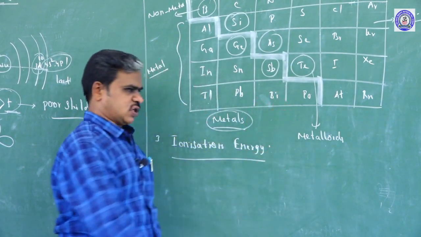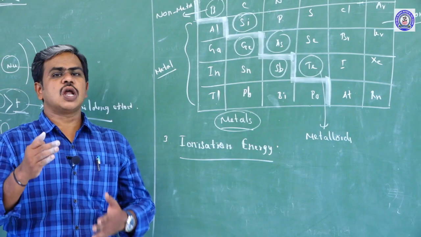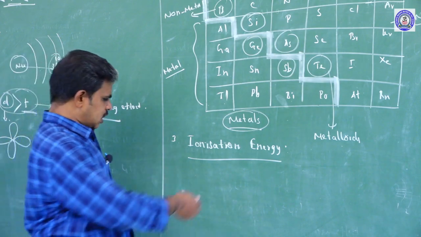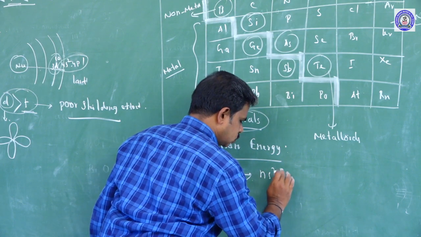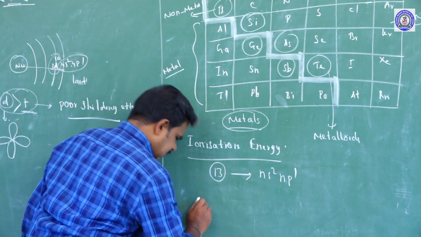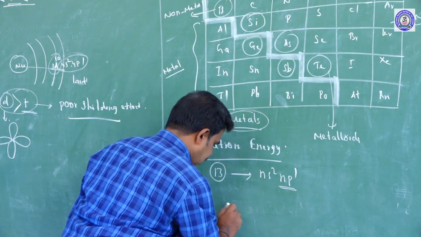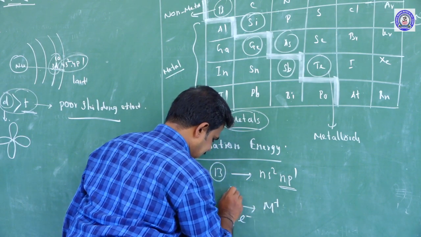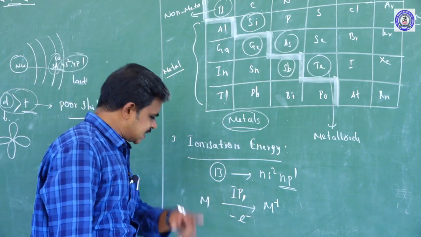What do you mean by ionization energy? The amount of energy required to remove the most loosely bound electron is known as ionization energy. In the 13th group, the general electronic configuration is ns2 np1. Now, M is a metal. When one electron is removed by losing an electron, we get M+, and this is the first ionization potential, IP1.